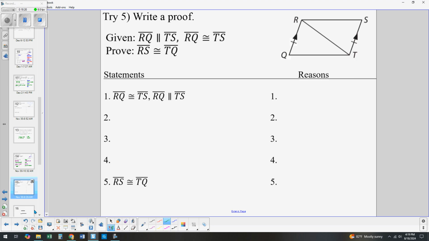Here is our final try problem. Pause if you'd like. Answers are posted online. But that is the end of sections 5.3 and 5.5.